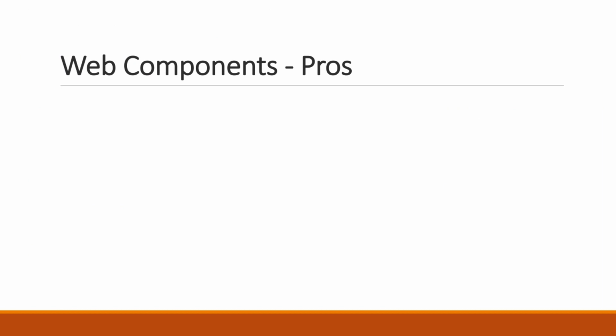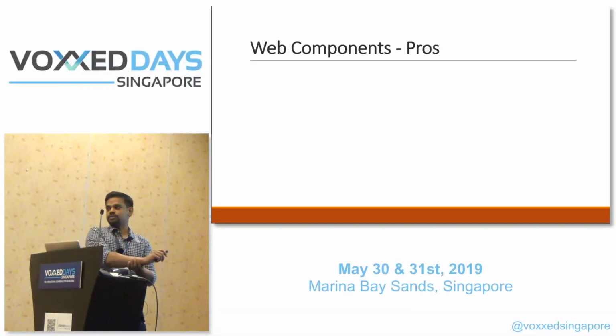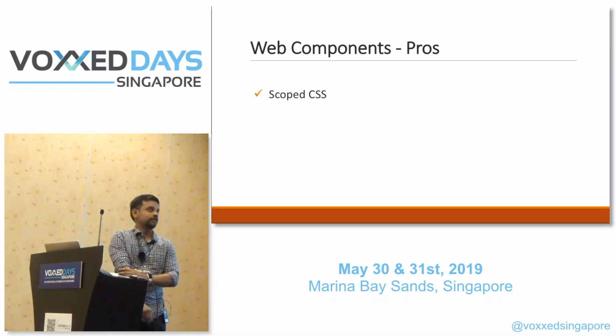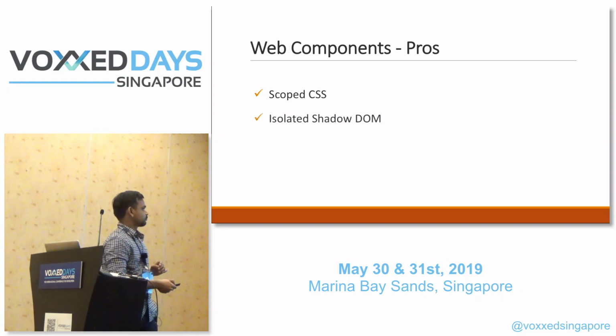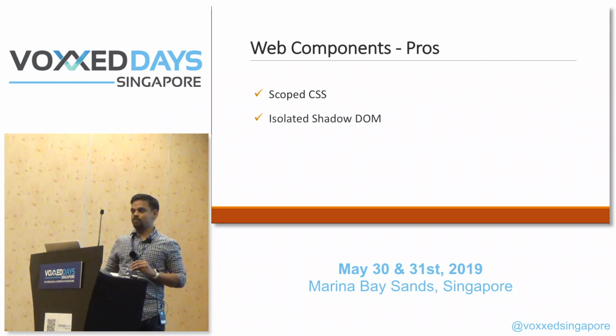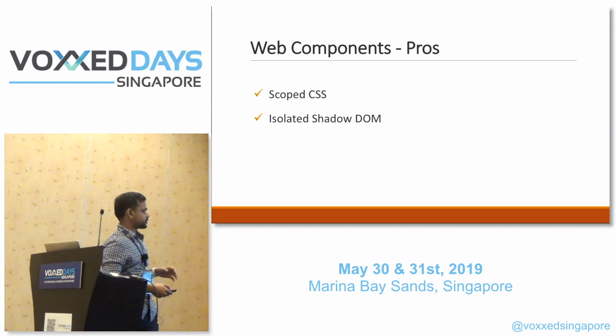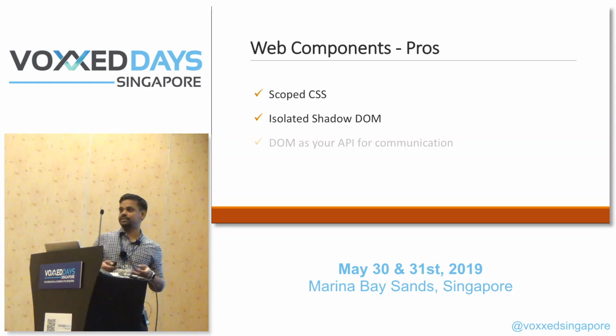So now look at the pros and cons of web components. As everyone knows now, web components are good for scoped CSS. You will not face any conflicts. Isolated shadow DOM: all the DOM elements inside are fully isolated from the parent one. You cannot directly access it until you do it intentionally.